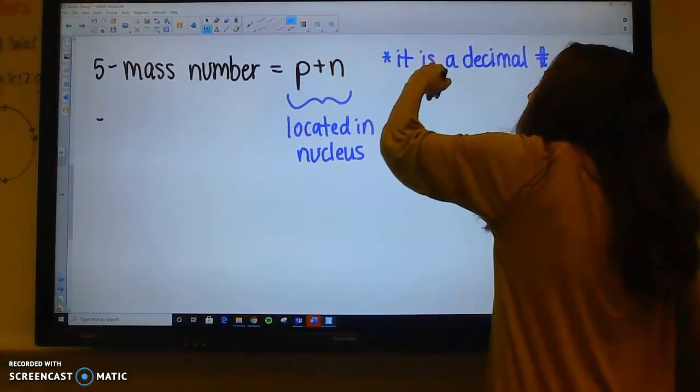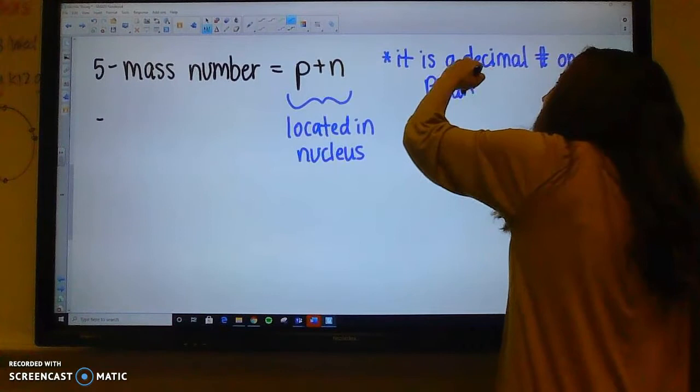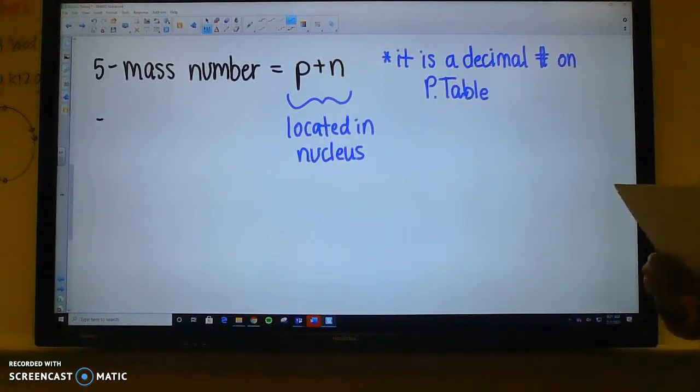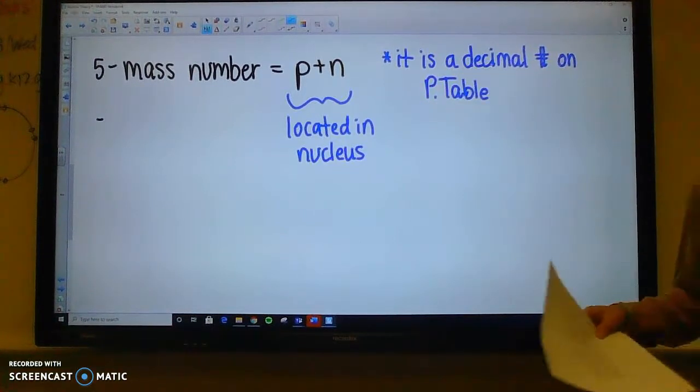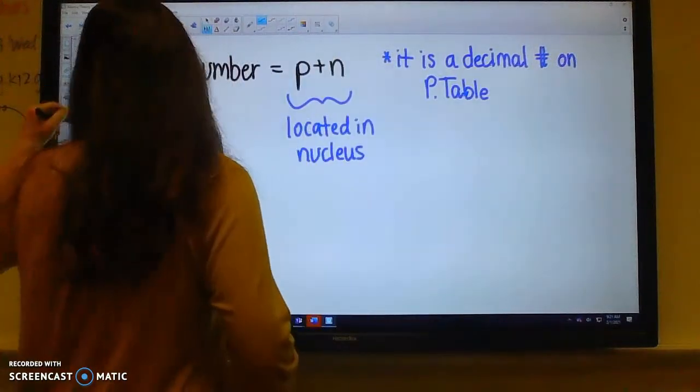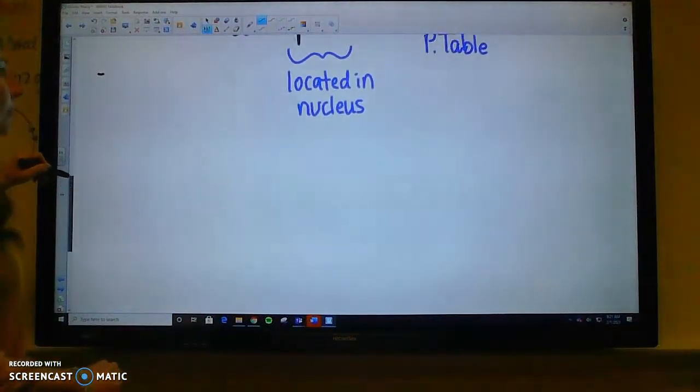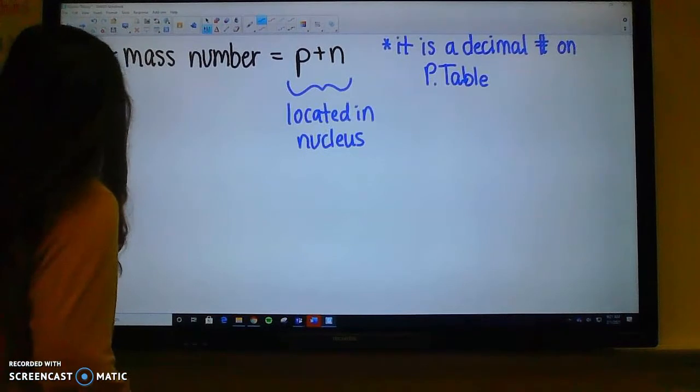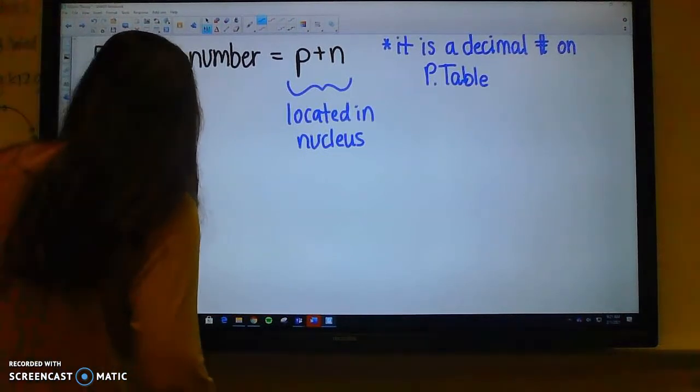And I'm just going to write P table for periodic table because I'm trying to condense this. Okay? And then the next thing we're going to talk about is atomic number. Whoa. And I just scrolled and I don't think I need to do that yet. So atomic number.